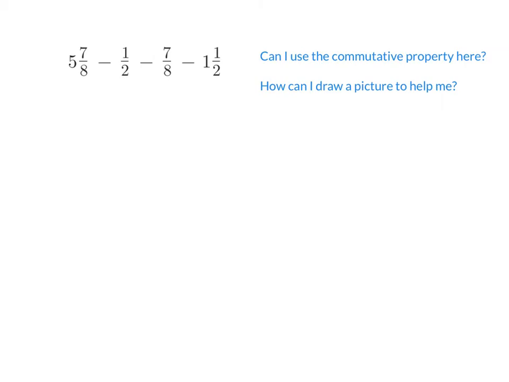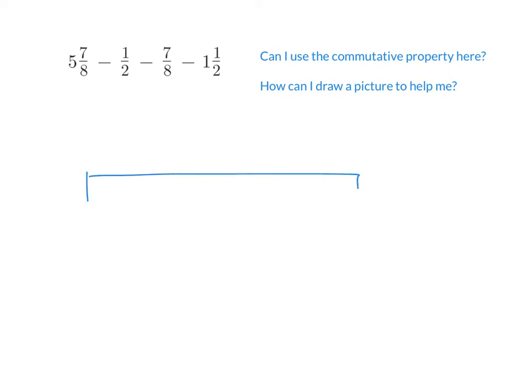Okay, let's try another example. Again, we have 4 terms. 5 7/8 minus 1/2 minus 7/8 minus 1 1/2. What mathematical operation are we doing this time? Subtraction. Thank you, Maham. Is there such thing as the commutative property of subtraction? No. Can I move the terms around? No. Not really. It's going to mess me up if I do, right? I mean, I can move some of them. I can move the last 3 around, but can I swap out the first one? No. So, when you have subtraction, use a picture to help you.